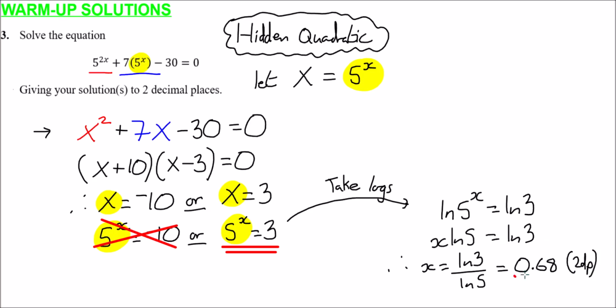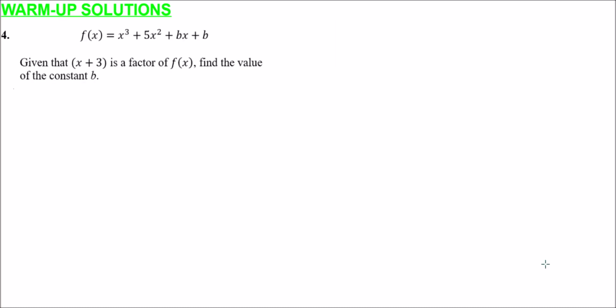Lastly, we can think about the last warm-up question, warm-up 4. So here we've got a throwback question relating to the factor theorem. So we've got f of x written as such. Given that x plus 3 is a factor of f of x, find the value of the constant b. So the factor theorem tells us that if something is a factor, then this value here, with the sign switched, will be a root. So minus 3 is a root of f of x.